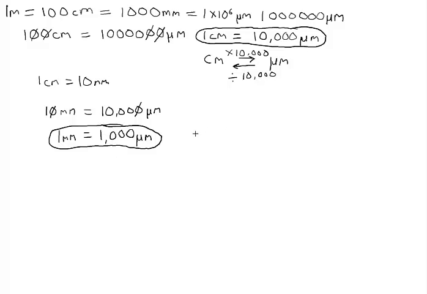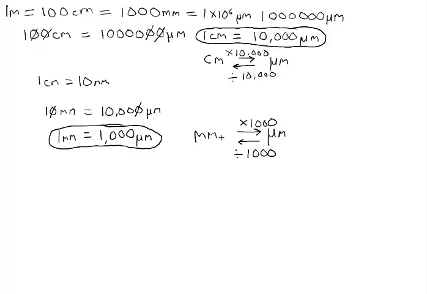So we can put the same rule down. So if you've got millimeters and you want to go to micrometers, then you will times by 1,000. And if you want to go from micrometers to millimeters, you will divide by 1,000.